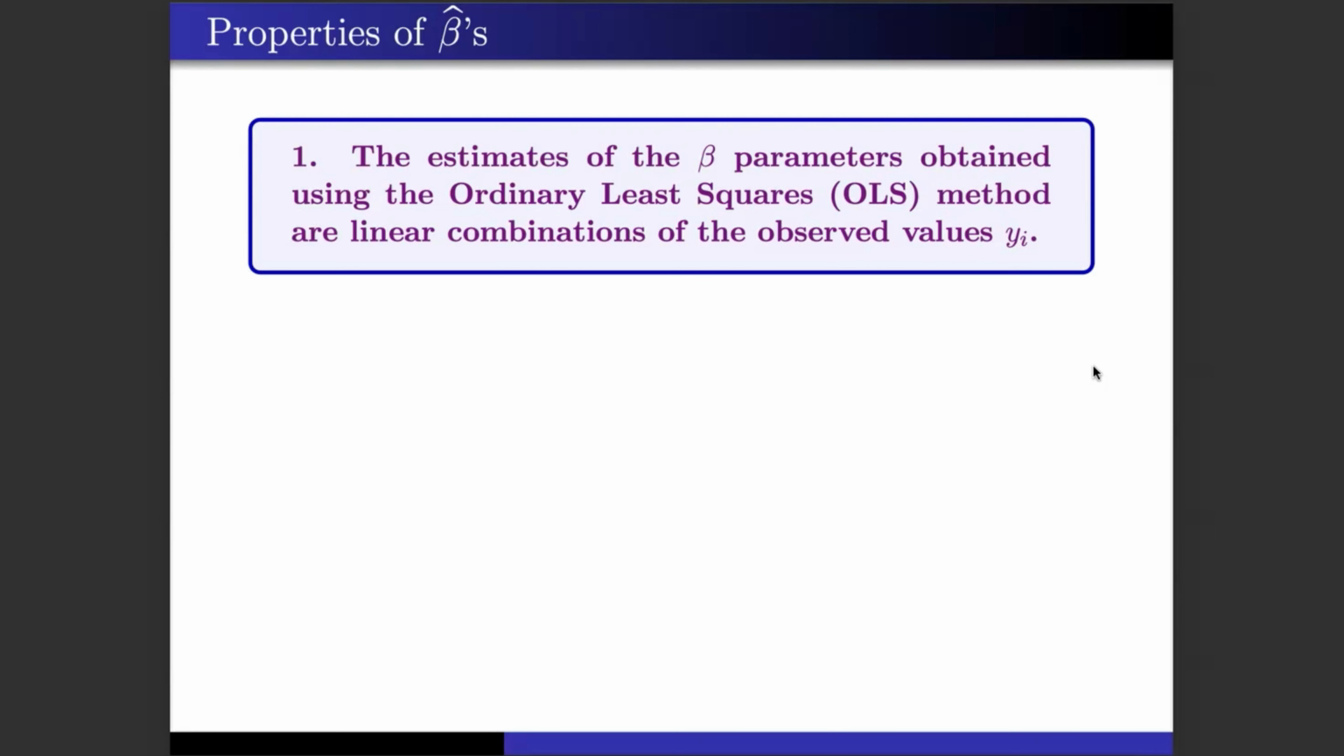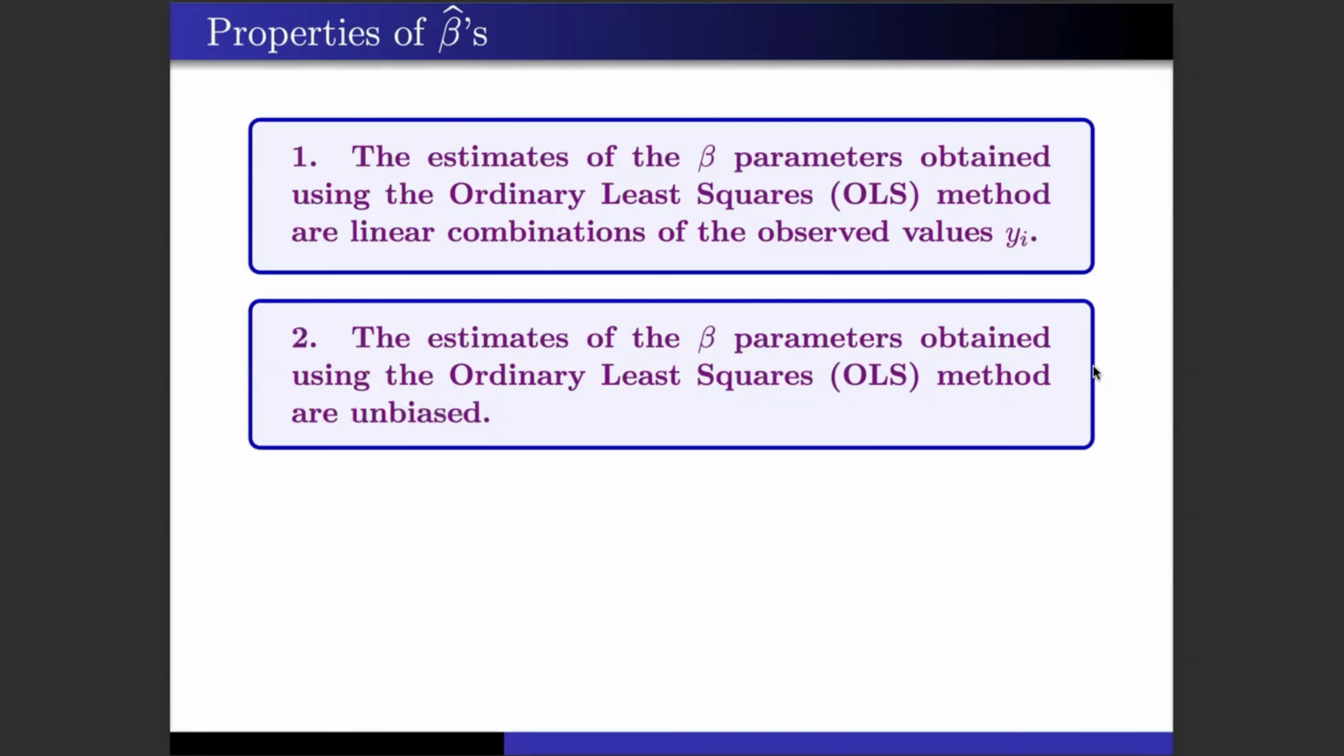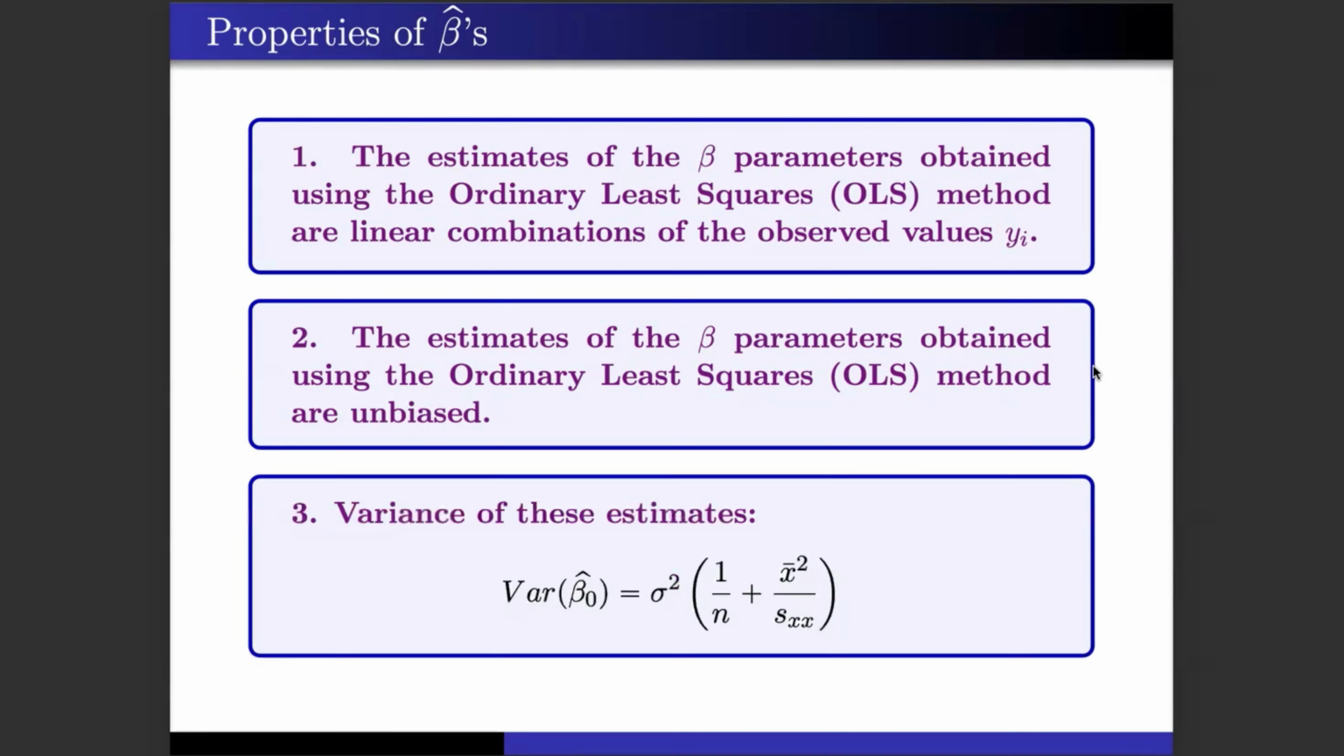Let's start by quickly reviewing the properties of the beta hats we have already seen. The first property is that the estimates of the beta parameters obtained using the ordinary least squares method are linear combinations of y i. The second property we have seen is that all the estimates we have for the betas, beta naught hat and beta 1 hat, are unbiased.